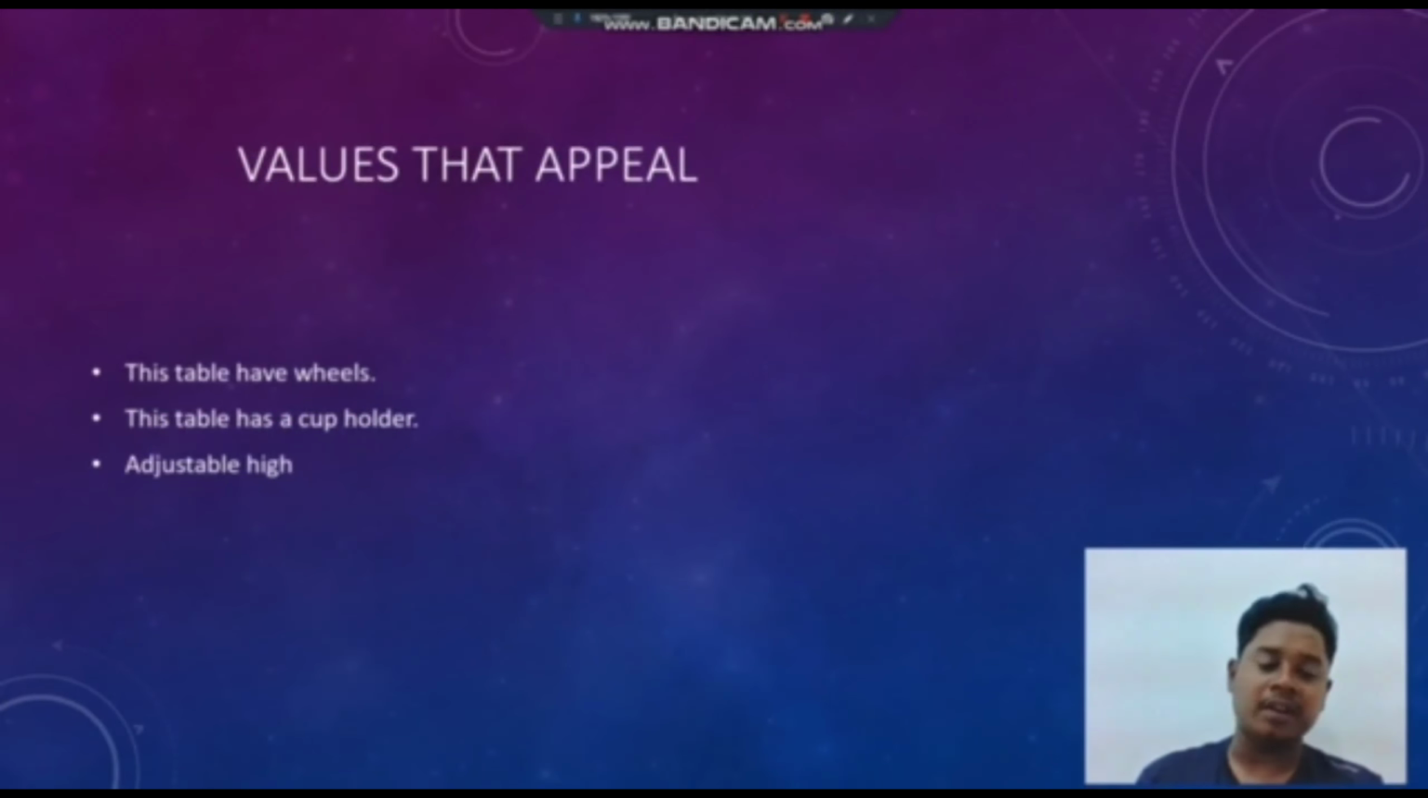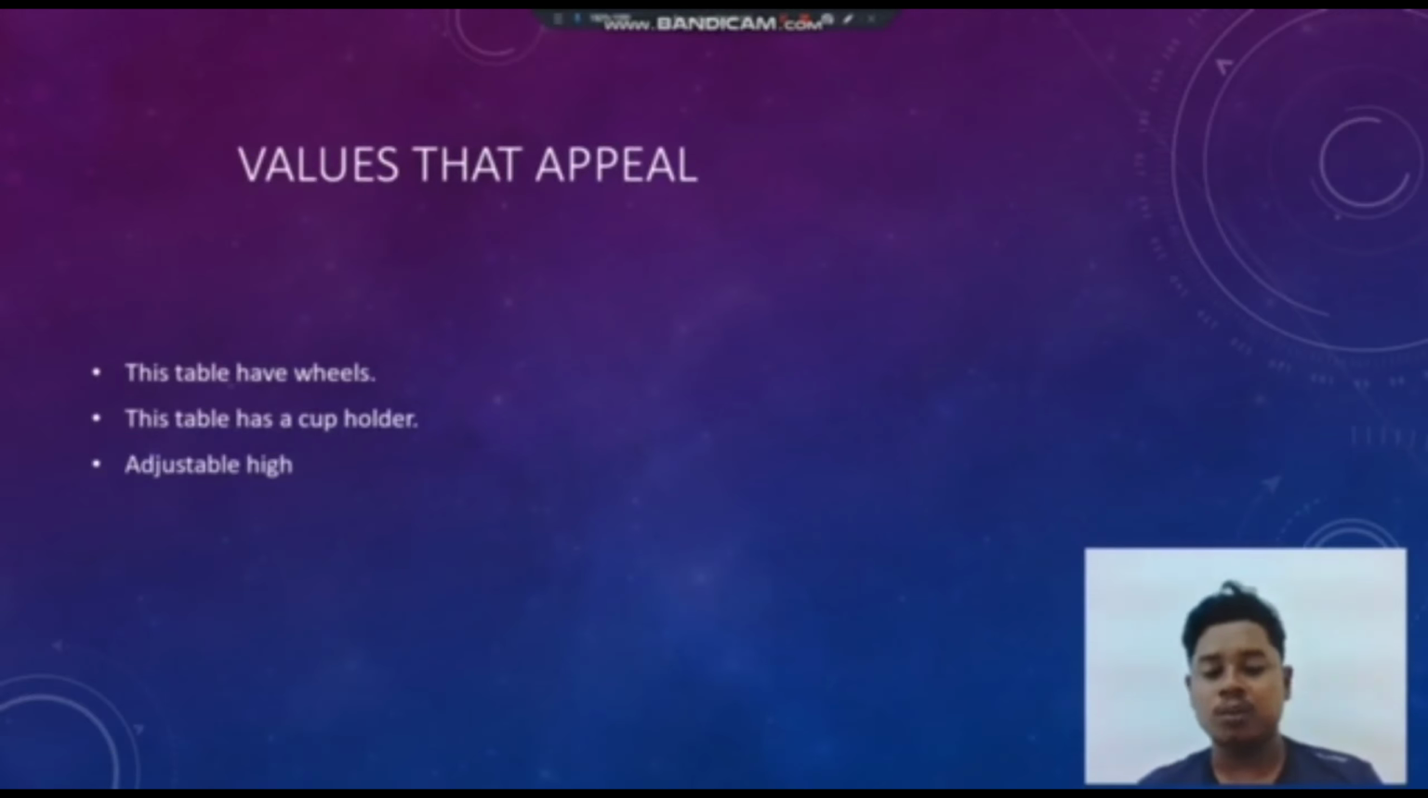Okay, value the appeal. Firstly, the table has wheels. You can move it and there is no need to lift it when moving the study table. Second, this table has a cup holder. You can put your cup in the cup holder while you study. Lastly, adjustable height. You can adjust the study table according to your comfort while studying.